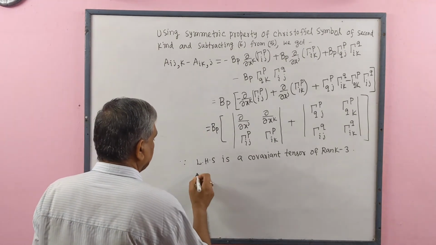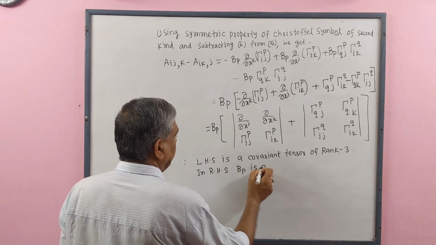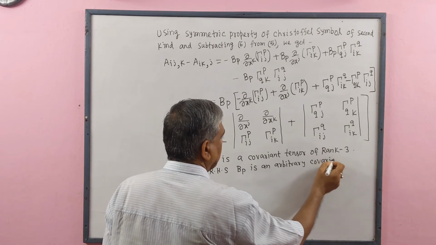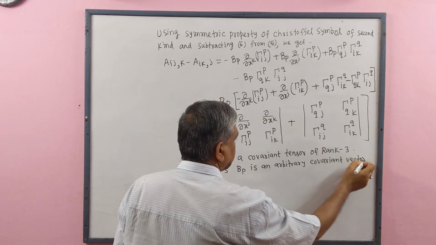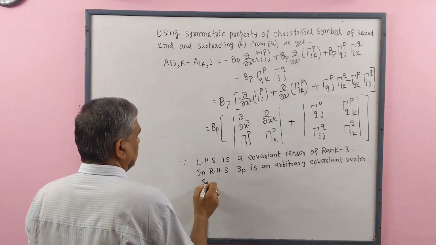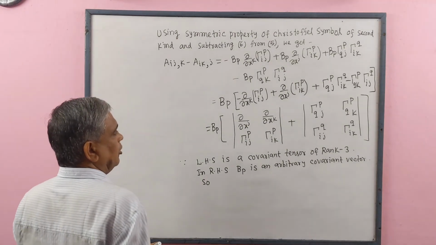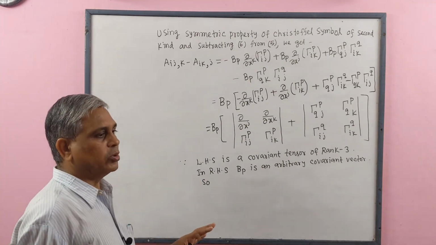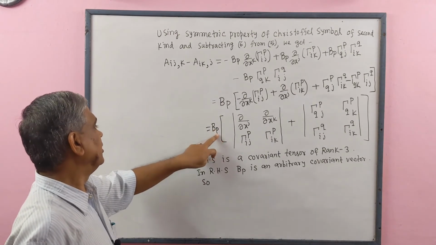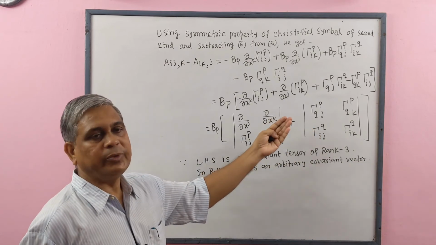And in the right side BP is an arbitrary covariant vector, that is a tensor of rank 1, covariant tensor of rank 1. So this term will be of rank either 2 or 4 if we take inner product corresponding to suffix p. Then the term under bracket will be of rank 4 in which one rank will be contravariant.